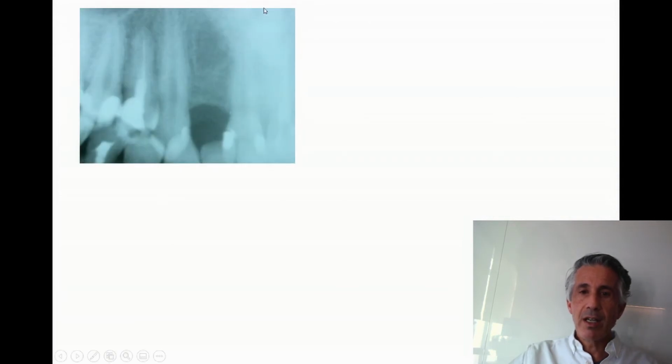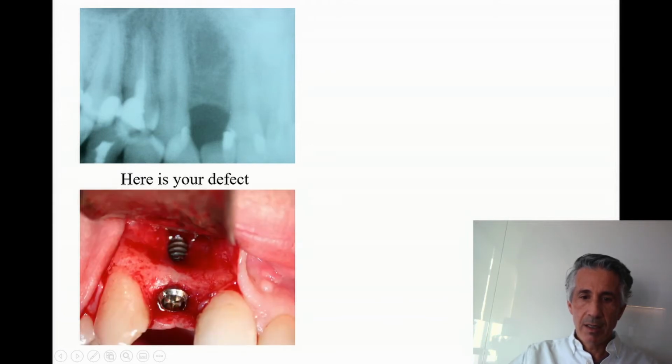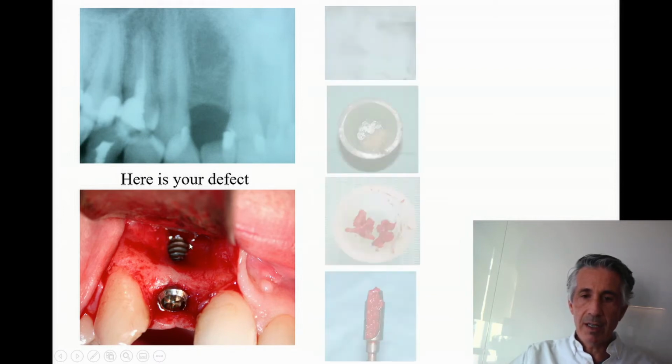So here's an area. You can actually see the defect here on the x-ray. So fenestration. The bone coronally is not too bad. So you place the implant, good primary stability. Right? So at the time of implant placement, this is where we're adding some grafting. So this is the defect here.